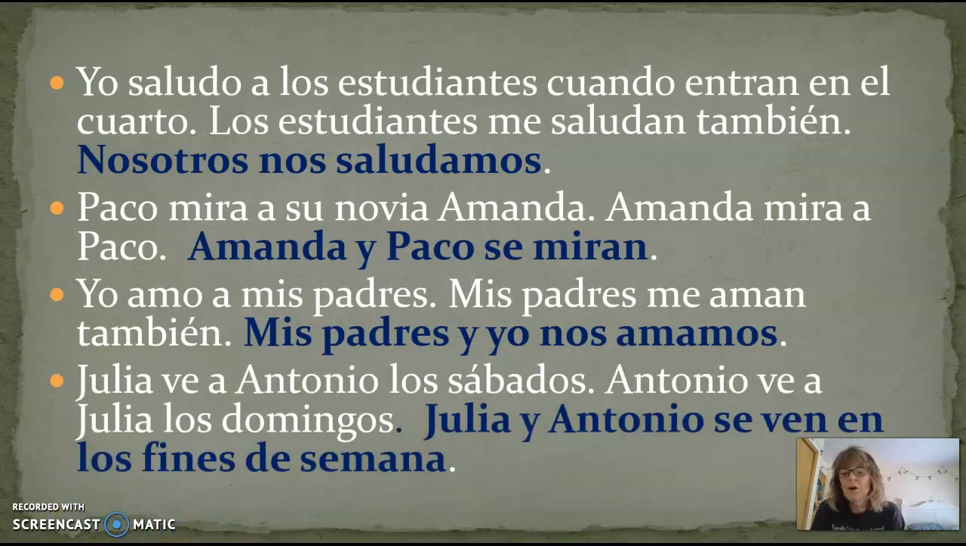Yeah, one more. Julia ve a Antonio. The verb ver, not a new verb. We know the verb see. We've heard it before. She sees Antonio los sábados. Antonio ve a Julia los domingos. Julia y Antonio se ven. They see each other los fines de semana. Los sábados y los domingos. Se ven en los fines de semana.